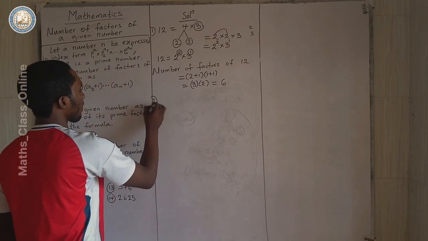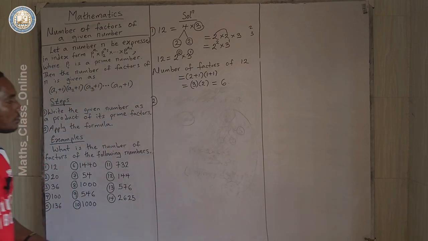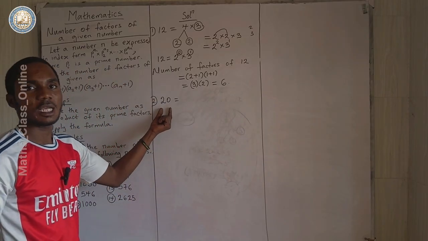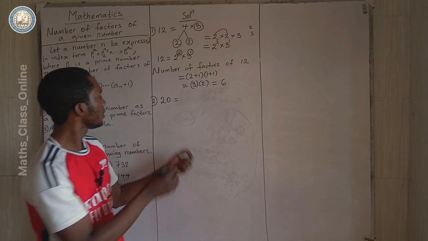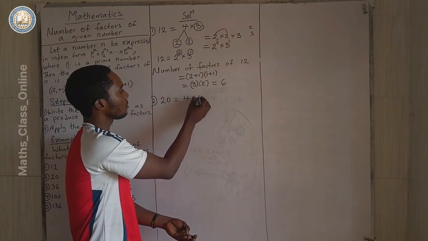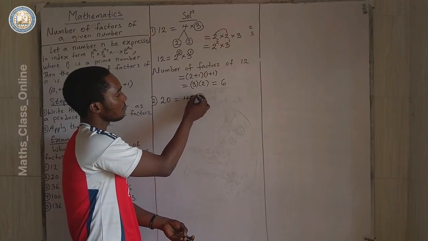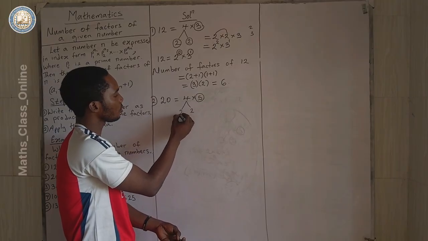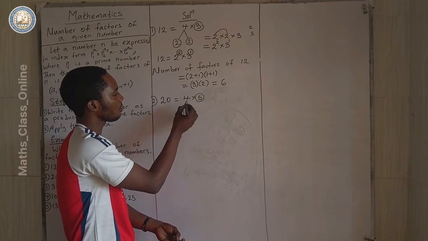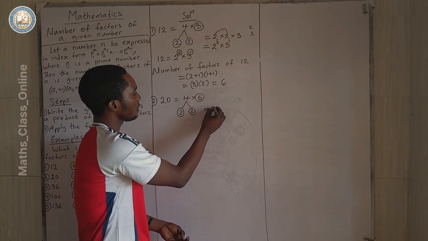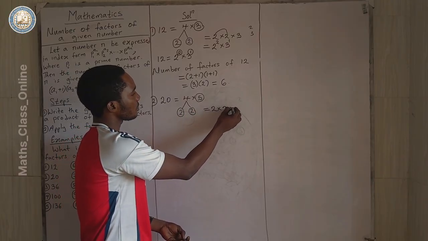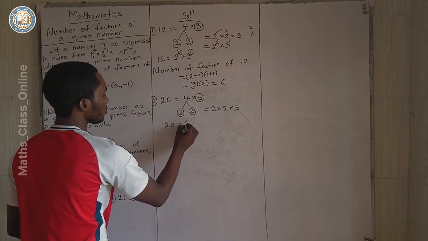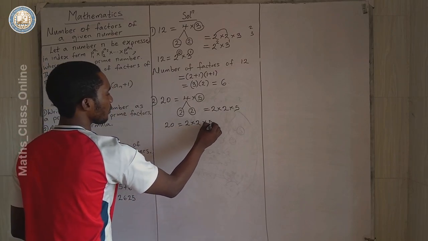Second example, 20. Let's write the prime factorization of 20. 4 times 5. 5 is prime, but 4 is not prime. This is 2 times 2. 2 is prime, 2 is also prime. That means we will have 2 times 2 times 5. 20 is equal to 2 times 2 times 5.